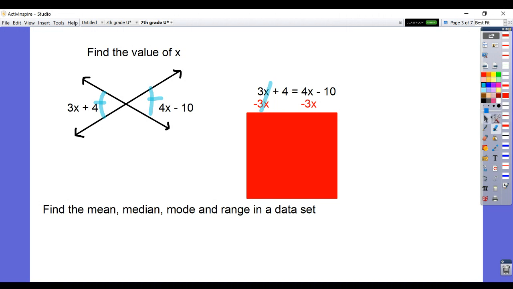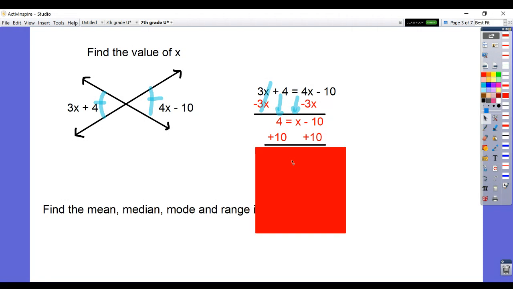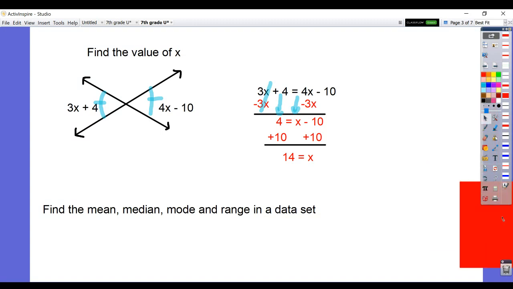The 3x here and the 3x here would simplify. So 4 comes down, equals comes down, 4x minus 3x is 1x or x, and the minus 10 comes down. Then I would add 10 to both sides. Again, the ultimate goal is to get x by itself on one side, number by itself on the other, which we get x equal to 14. If we've done it right, you should be able to put 14 in place of x here and in place of x here and see that indeed one angle equals the other. One side equals the other.